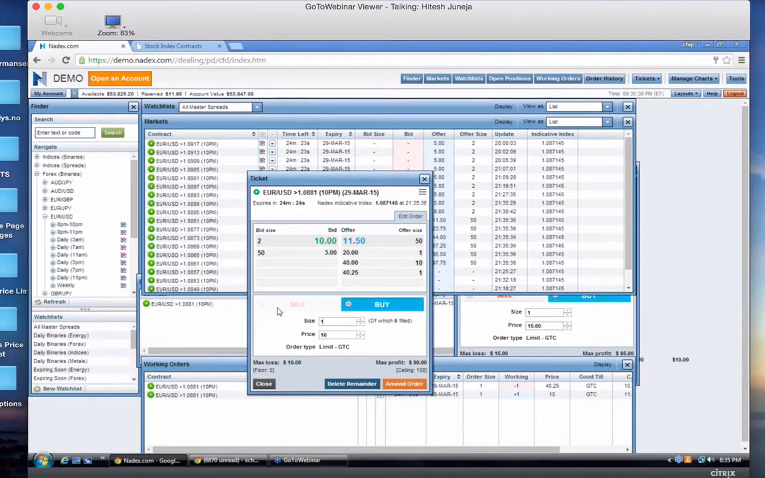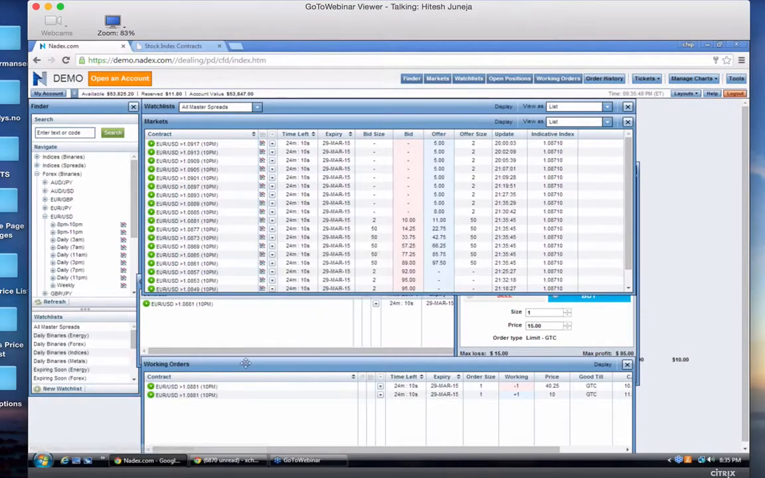So let me clarify one more time what strike price is. Strike price is you saying that at the end, 24 minutes from now, the price will be above or below this level. That's basically what a strike price is. In this case, we are saying it's going to be above 1.0889, where Euro USD is right now, for example.